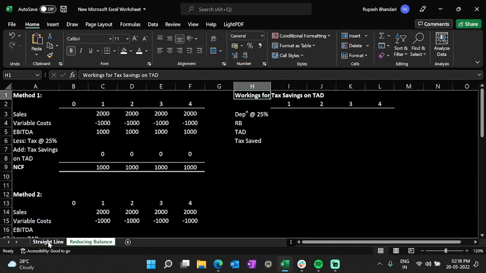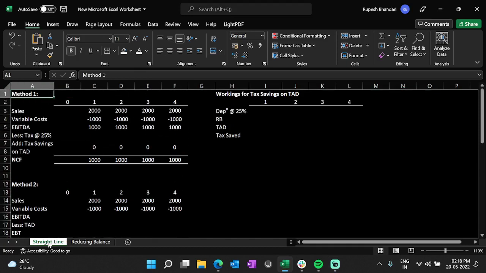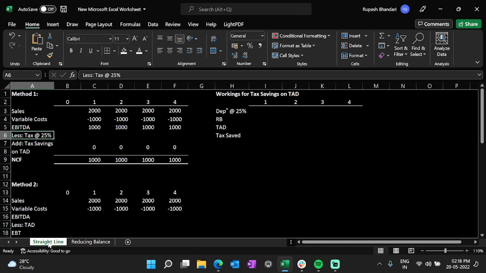So in this particular session, what we'll be doing is looking at what TAD is. There are two methods for it. Basically, what we have been given over here is sales, and then we've got the variable cost. After that we can get the EBITDA. EBITDA is 1000, as you can see over here, and then the tax rate is 25%. There is some tax savings as well.